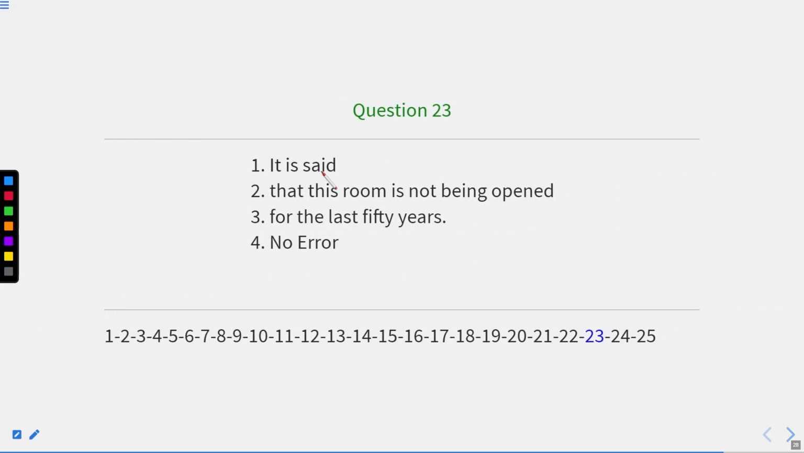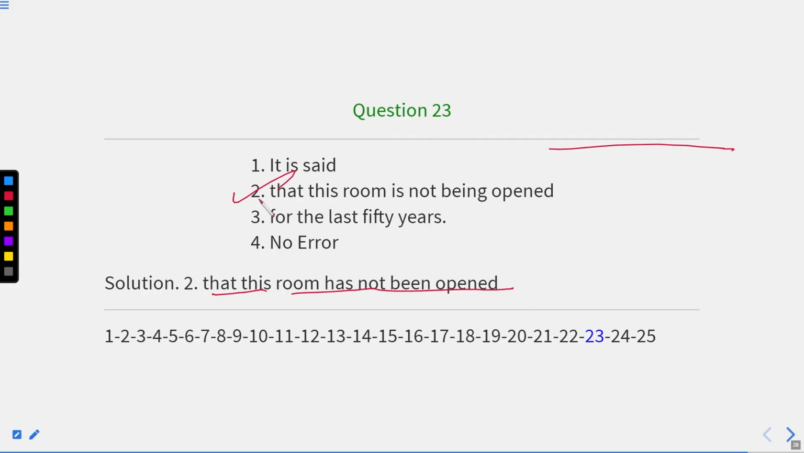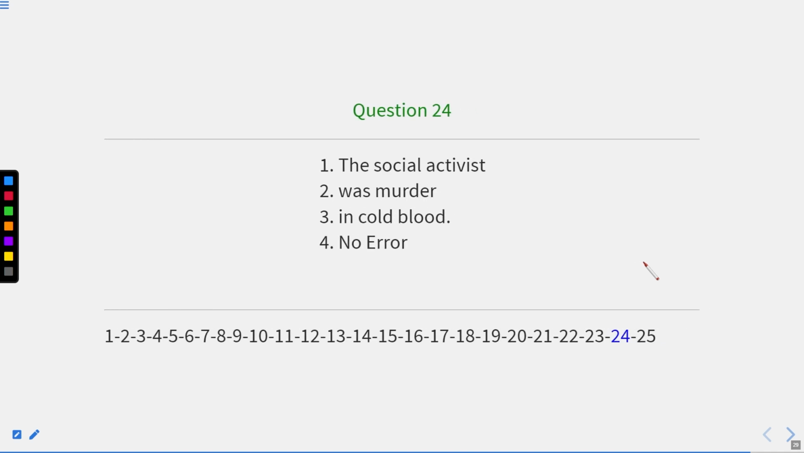Now, this is question number 23. It is said that this room is not being opened for the last 50 years. Is not being opened, being means continuous. But we are here trying to say that this room was not opened for the last 50 years. It means it has not been opened. So here the correct sentence will be that this room has not been opened. So this should be made in perfect tense. Okay. So the error is in the second part, where this sentence should be replaced with that this room has not been opened. Now, question number 24.